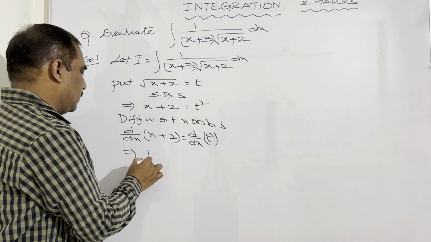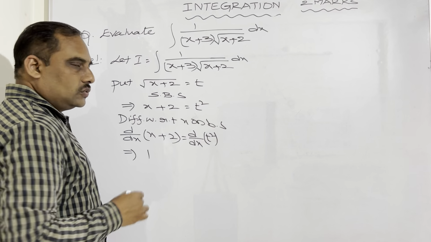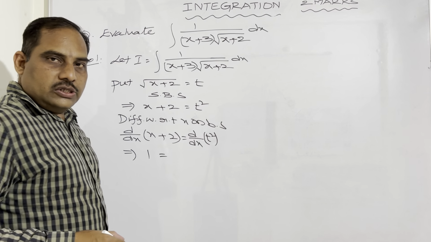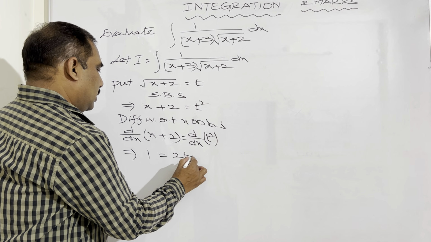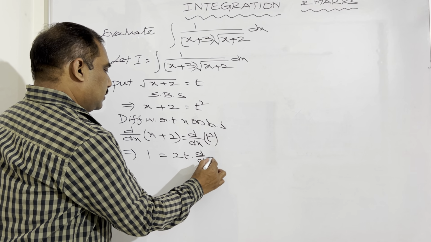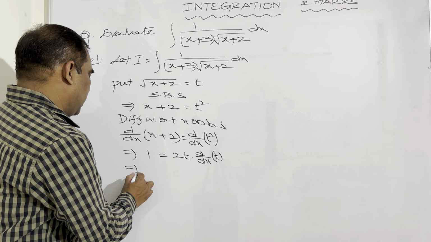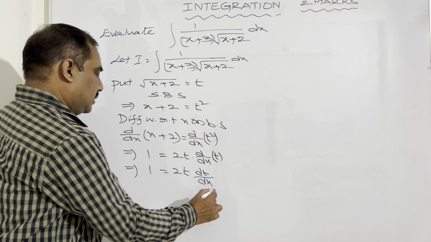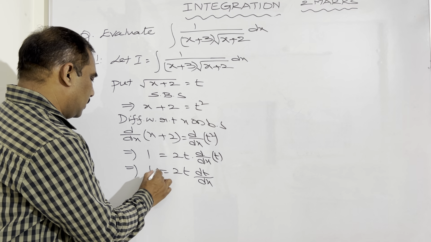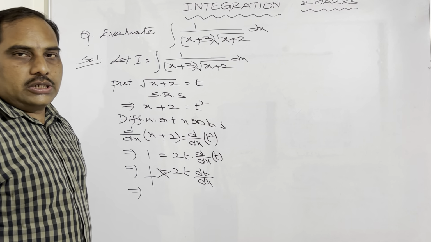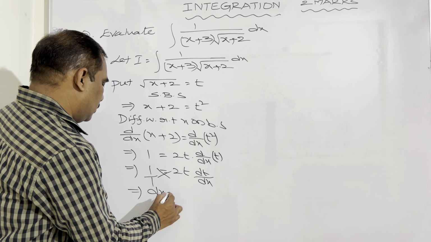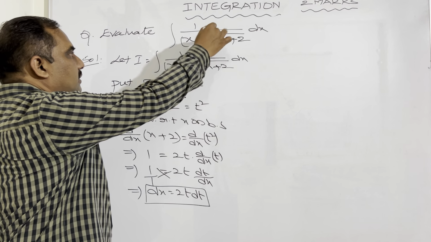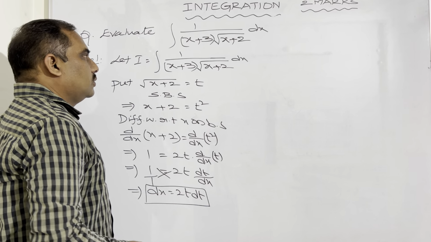So that's why d by dx of x is 1 and d by dx of 2 is 0. So with respect to x, the derivative of t square is 2t into again d by dx of t. So finally we get 1 is equal to 2t into dt by dx. By the cross multiplication, we get dx is equal to 2t dt. So in the given integral, wherever dx is there, the dx is replaced by 2t dt.